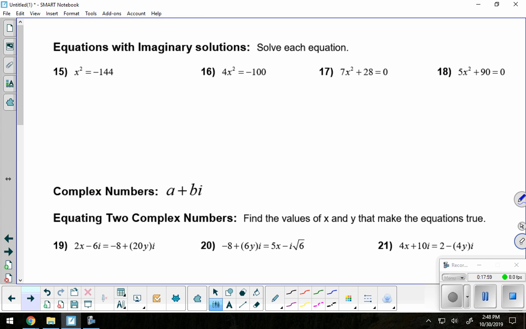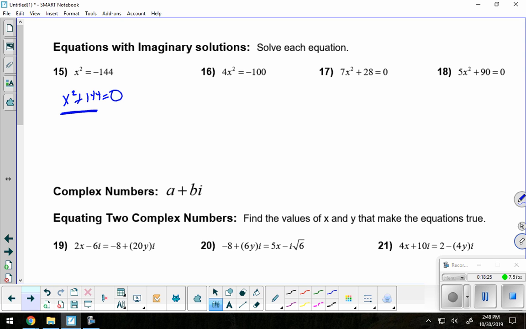So it says equations with imaginary solutions. Solve each equation. Okay, I'm going to point out to you guys that these are not factorable. There's no way, shape, or form that you can factor and get to a solution because our solutions are going to be imaginary. So we're going to use something that's called the square root property. So again, even if you tried to factor it, let's just say you went ahead, you added 144 to set this equal to 0. Again, what you're going to come across is something not factorable.